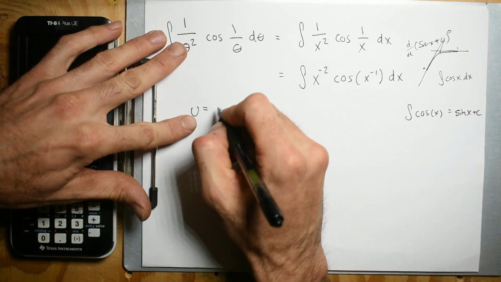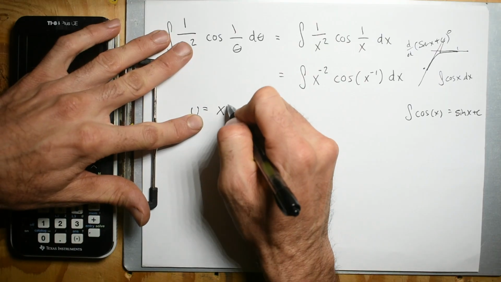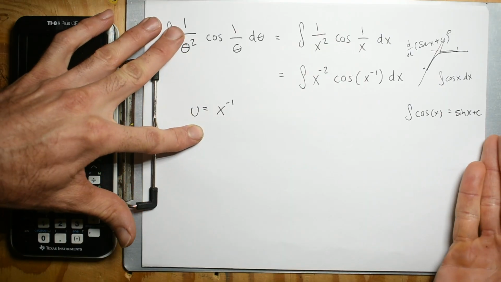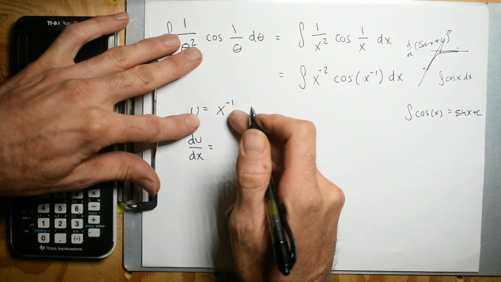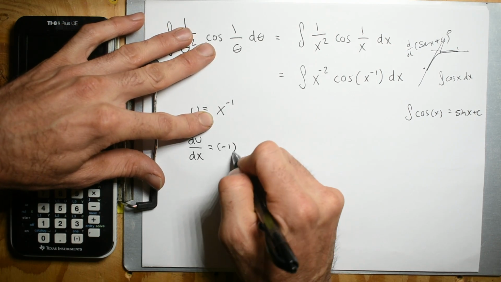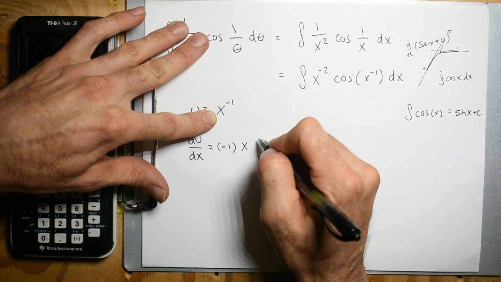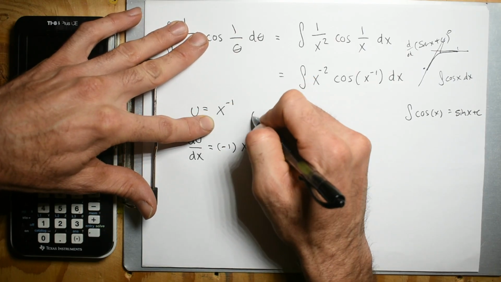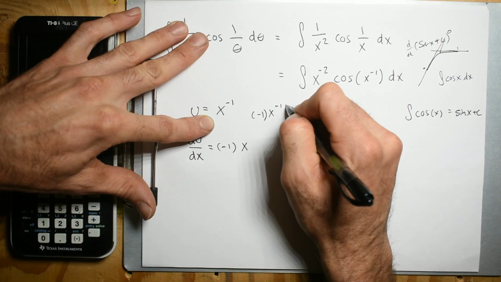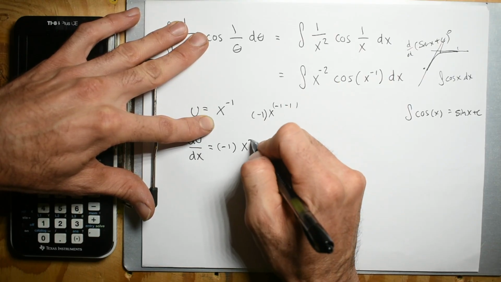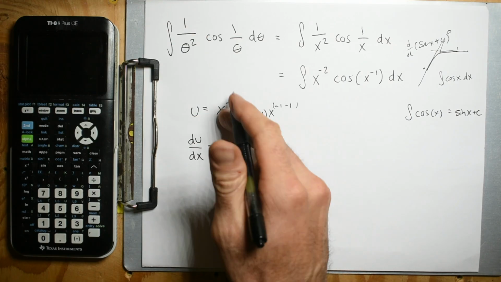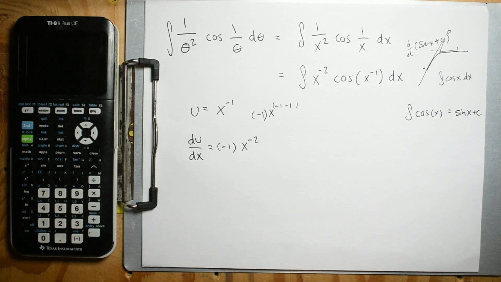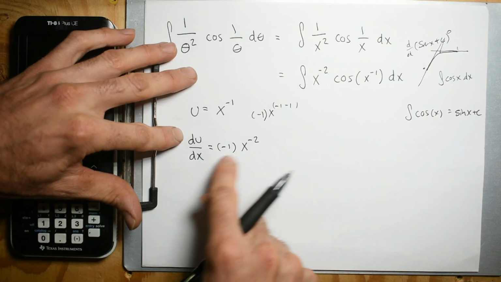Our u term is going to be x to the negative 1, because now we're going to do our du dx term. That's dropping the power, so we have a negative 1, and then we drop the power by 1: negative 1 minus 1, and so that's negative 2. That's just the power rule for exponents.